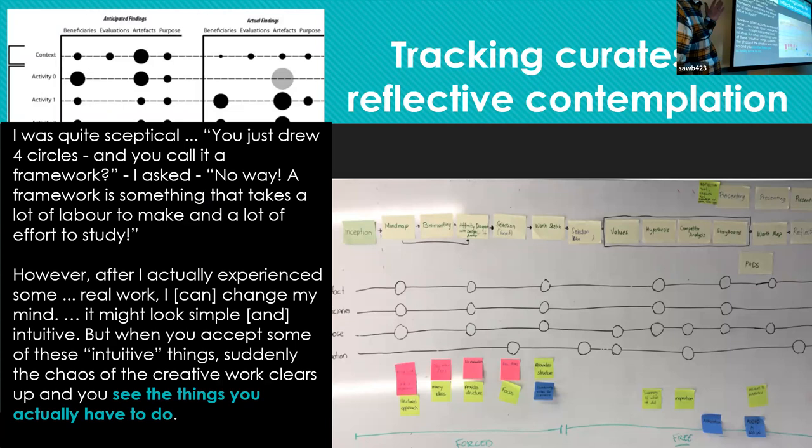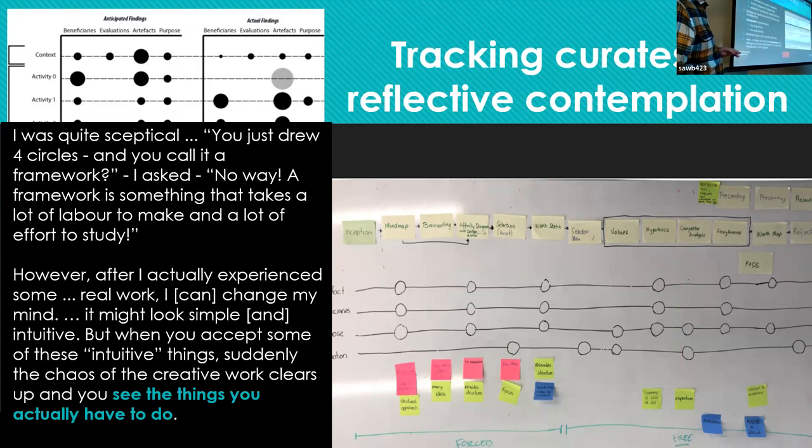And this is the reflection of a Ukrainian computer scientist who was on that professional doctorate. He said, you know, you just drew four circles and called that a framework. That's not hard enough. That's not hard computer science like what I know. But he said, actually, now I've used it, it might look simple and intuitive, but when you accept some of these intuitive things, suddenly the chaos of the creative work clears up and you see the things before you actually have to do. And these students were doing really effective work within 3 days, not in a highly choreographed Google sprint that takes 5 days and is very, very stage managed. They were really working independently after the second or third day.